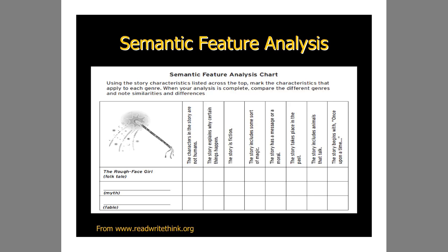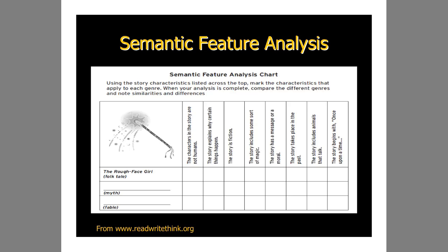For example, this is a semantic feature analysis chart related to the book The Rough-Faced Girl, which is a children's book. And as you can see in the first row, the vocabulary word is folktale. So then you would go column by column and decide. The characters in the story are not humans. Is that true of a folktale? If it's yes, then you would make a check mark there. If not, you would leave it blank. Then you would go to the next column.